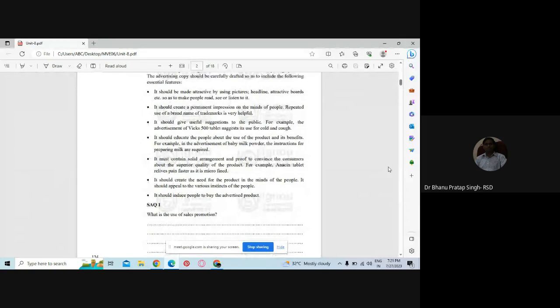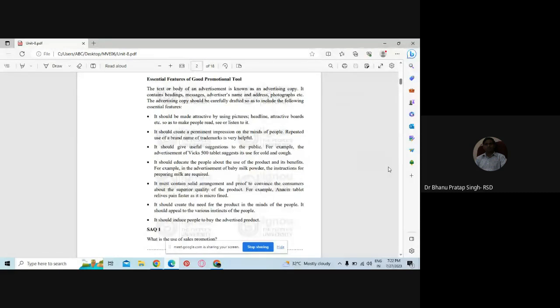It must contain solid argument and proof to convince the consumer, customer, and the buyer about the superior quality of the product. Means whatever products are available in the market, our product is superior. That kind of argument and proof should be given on the product. For example, Anacin tablet relieves pain faster as it is microfined. Means it should be written very clearly that it is microfined.